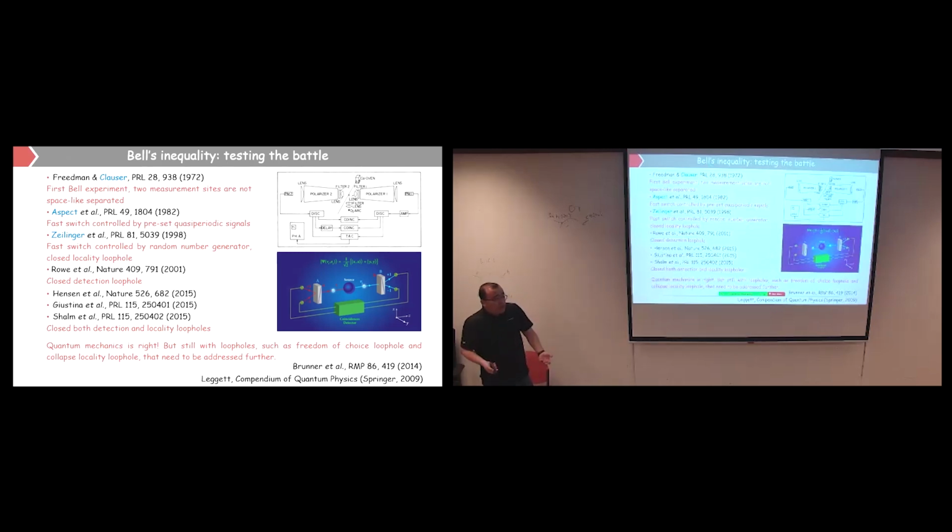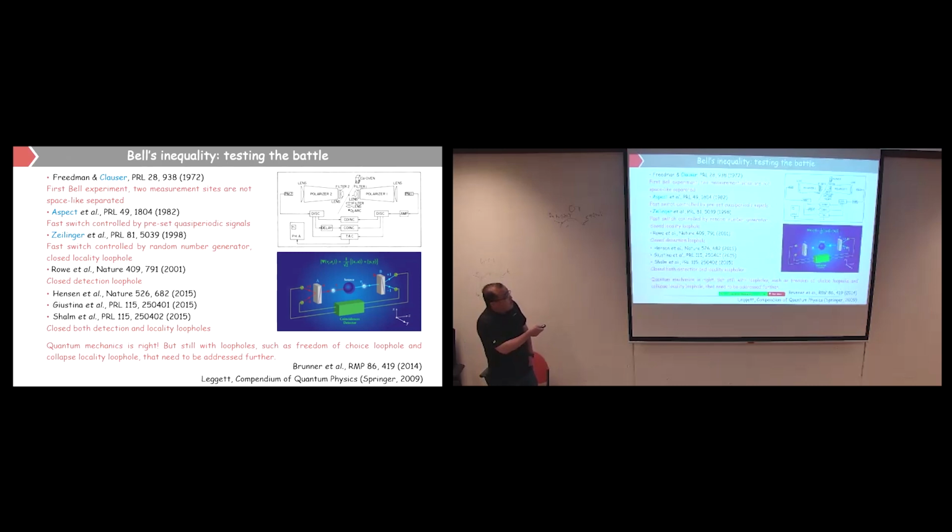For example, the detection loophole or the locality loophole. So you close the detection loophole and also close the locality loophole. People think it's loophole free, but it's actually not entirely free, because there is still the freedom of choice loophole, or the collapse locality loophole, whatever. For people who don't believe in quantum mechanics, you can probably still find some loophole. But whatever, with these three experiments, people think, okay, we're almost done here.